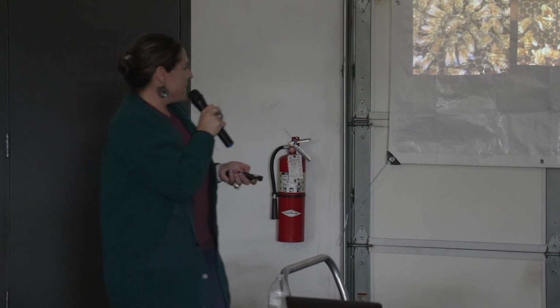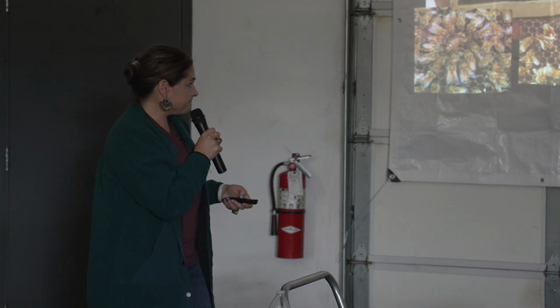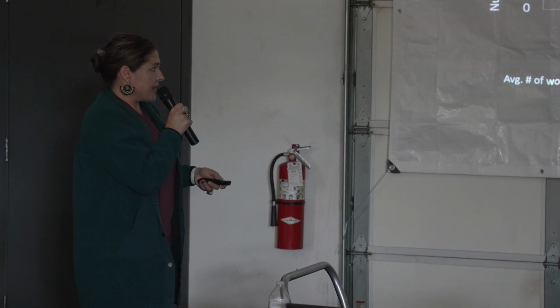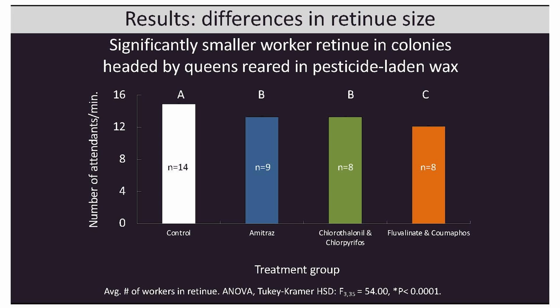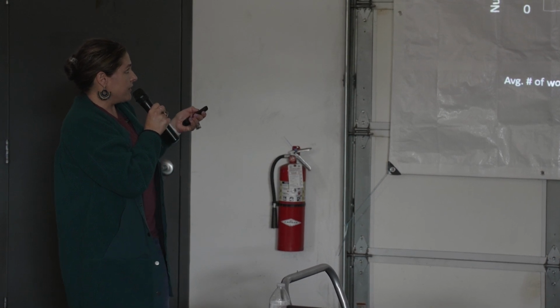And so they don't pick up as much pheromone, so it's a kind of chain of events, because then they don't pass around as much pheromone to the next layer of workers. And what we found was quite striking. First of all, in terms of retinue size, here on the y-axis we have the number of attendants per minute, so the number of bees around the queen.